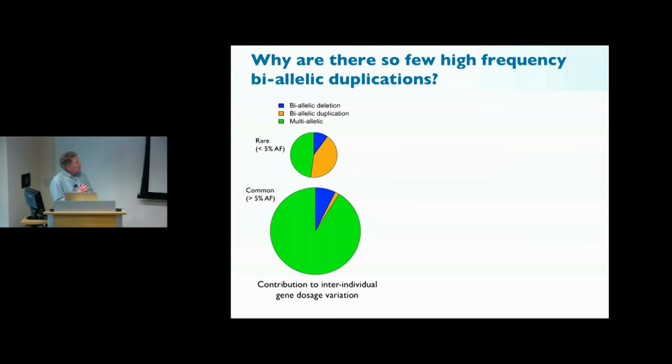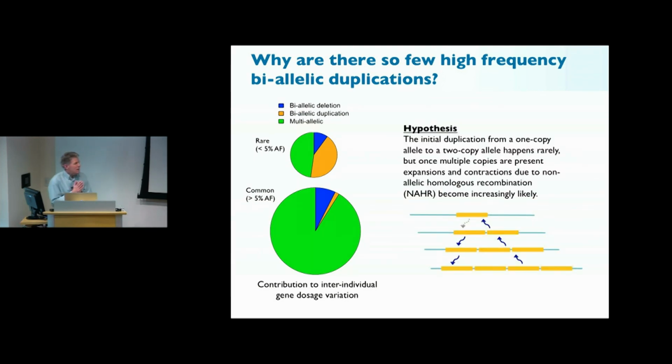When we looked at this, we also realized there was an effect of frequency. If you look at the rare variants that have less than a 5% minor allele frequency in the population, we found that there was a small proportion that were deletions, and then it was about 50-50 between biallelic duplications and these more complex multi-allelic CNVs. But when we looked at the common variants, greater than 5%, the fraction of deletions stayed about the same, but there were almost no biallelic duplications. They were all multi-allelic CNVs. And so what does this tell us?